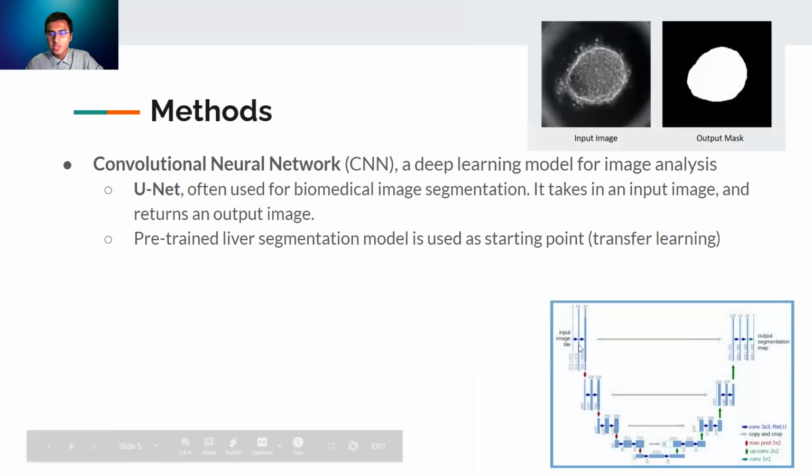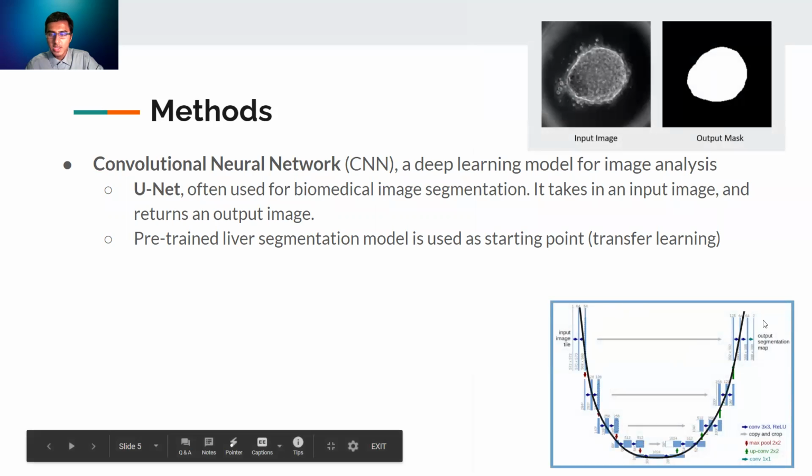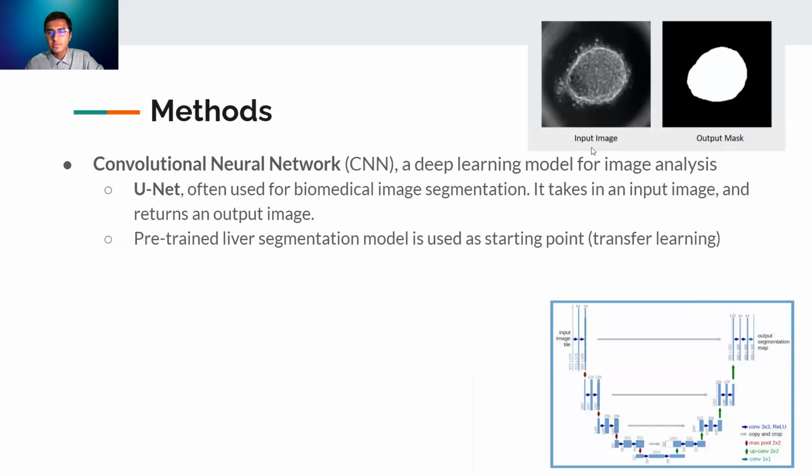At the bottom, we can see the architecture of a UNet, named for its U shape. At the top, we can see an example of a UNet taking in an input image and returning the desired segmentation, in this case of a cell cluster.